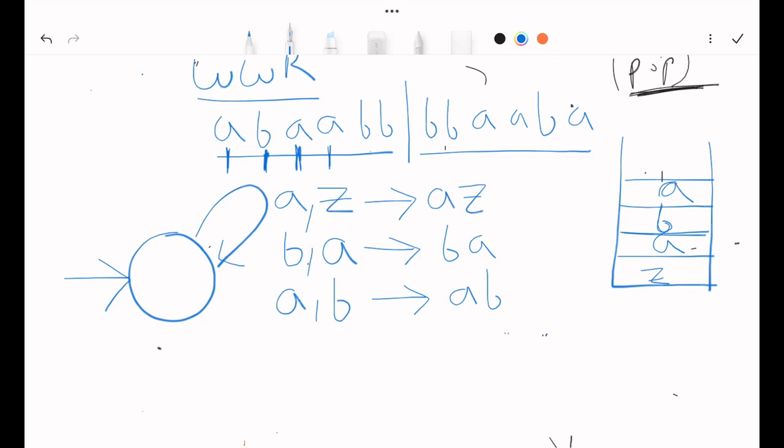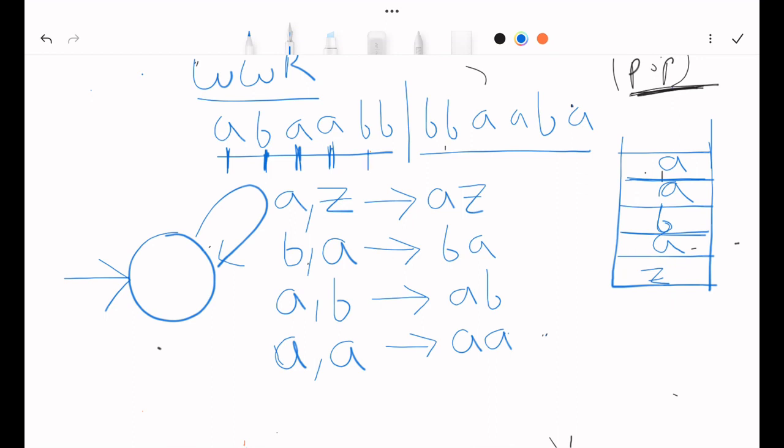Now next A. Input symbol is A. Input symbol is A, and top of the stack is also A. You can see top of the stack is A. In this condition, I will push A. Done. Okay. So up to this I read.